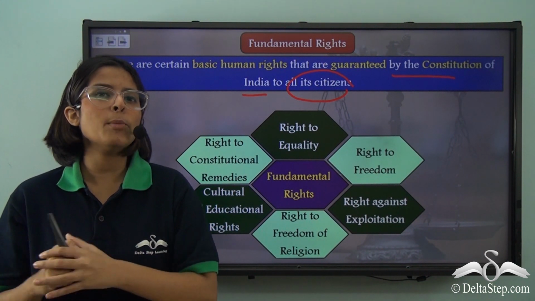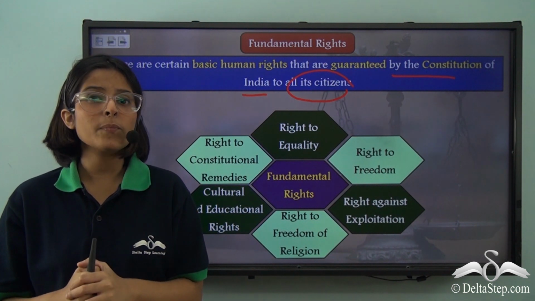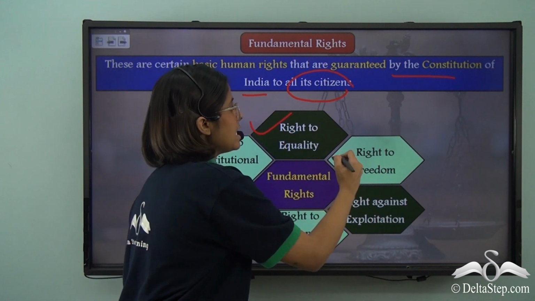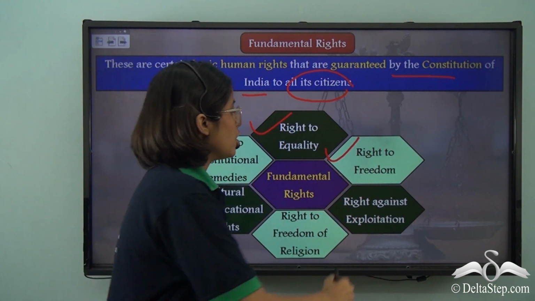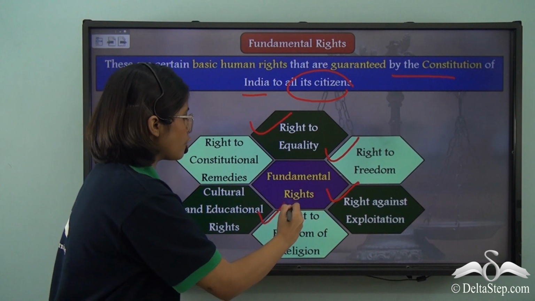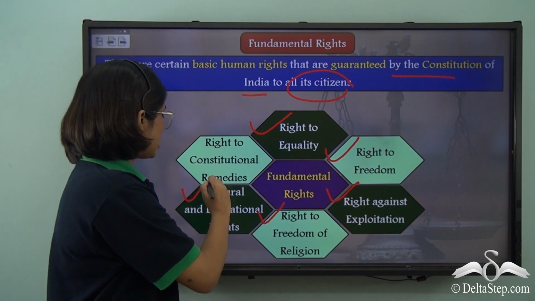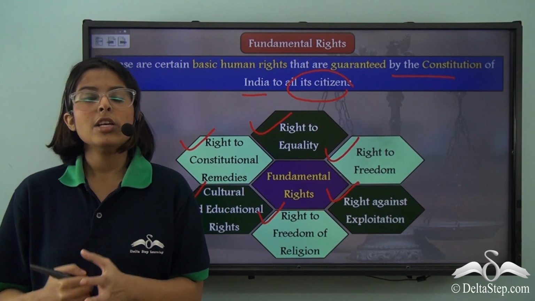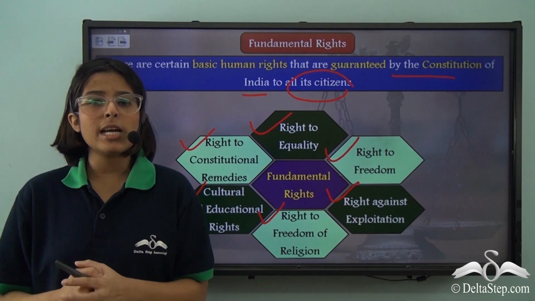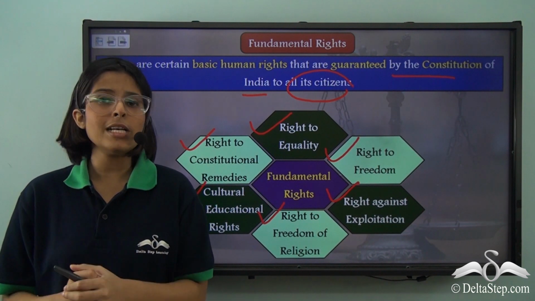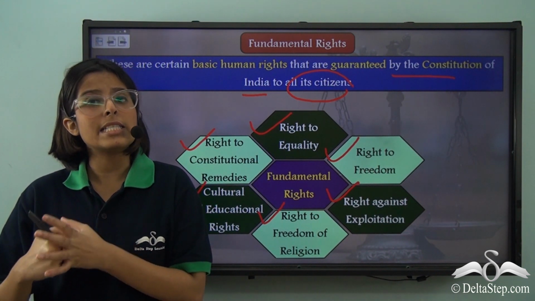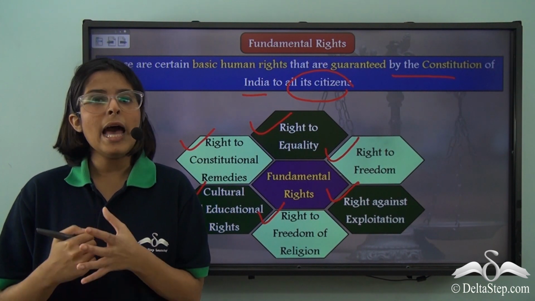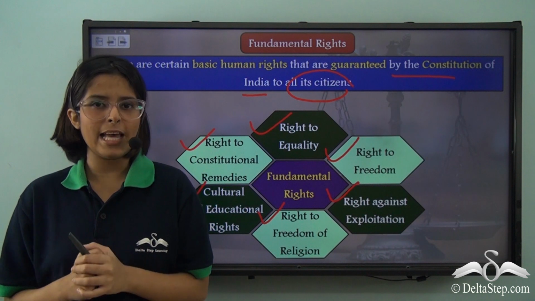Do you remember how many fundamental rights we have in India? We have 6 fundamental rights. The right to equality, the right to freedom, right against exploitation, right to freedom of religion, cultural and educational rights, right to constitutional remedies. So, these fundamental rights are very important to all of us because they ensure our safety and security and help us to live with dignity and in our overall progress in life.